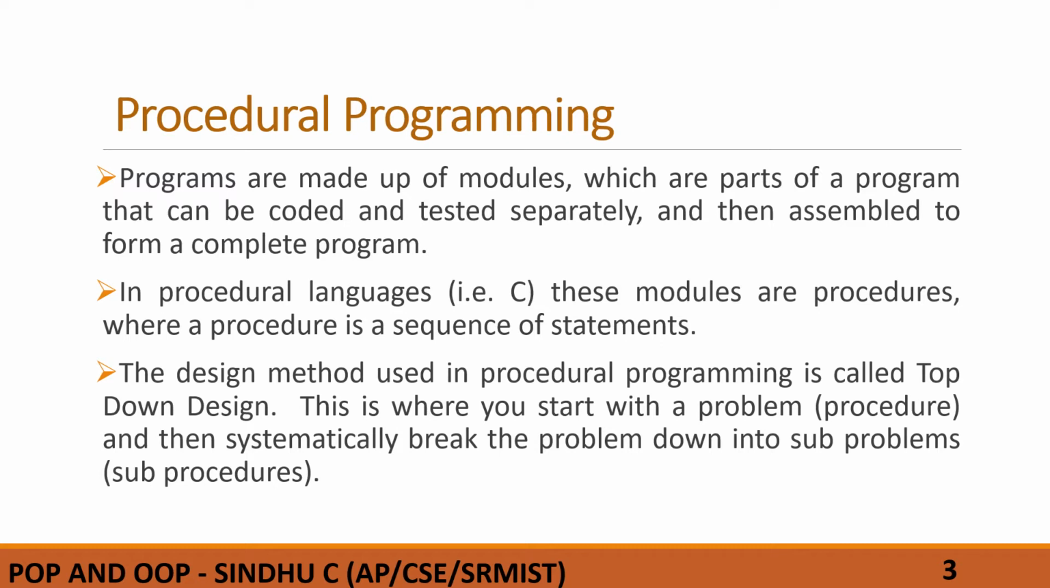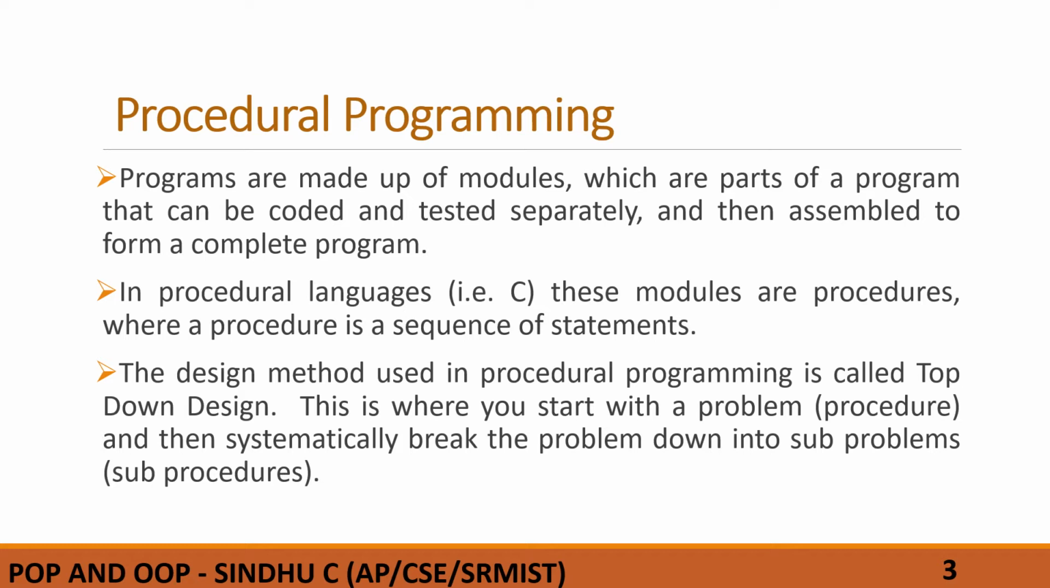In procedural programming, the programs are made up of modules called functions, and because it is made in functions, it is easy to code and test. When the testing is done, and each individual function is working perfectly, then it is easy to assemble it into a complete program. In programming languages like C, these modules are called procedures or functions, and these procedures are generally a sequence of statements, that is, a set of rules.